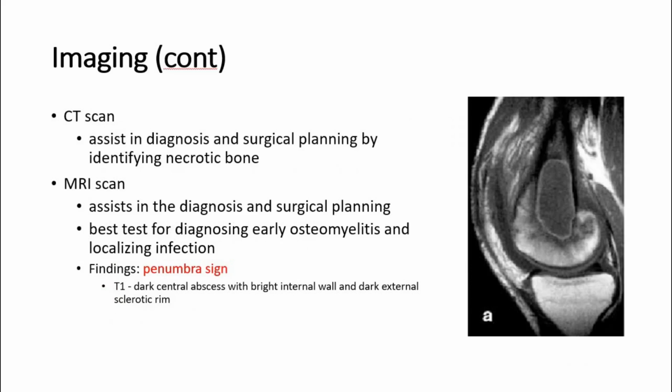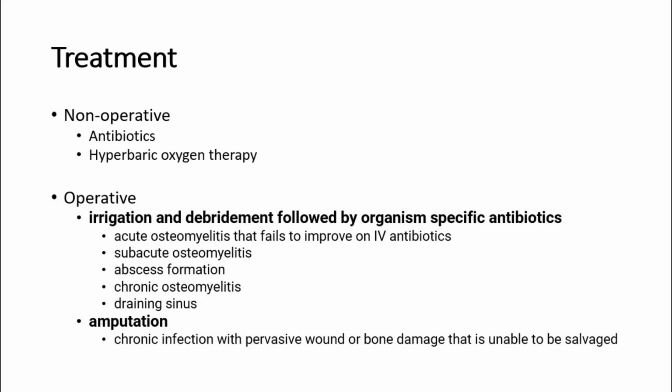This picture shows a penumbra sign seen on the MRI, where there is a dark central abscess with bright internal wall and dark external sclerotic rim. For treatment, non-operative treatment is antibiotics and hyperbaric oxygen therapy. Operative treatment is irrigation and debridement followed by organism-specific antibiotics.